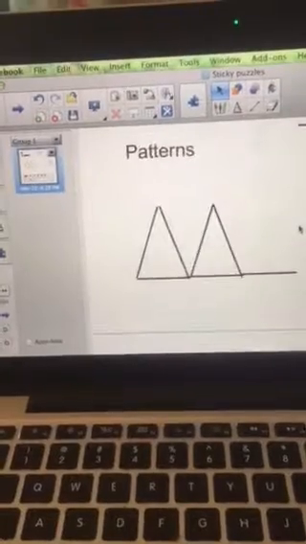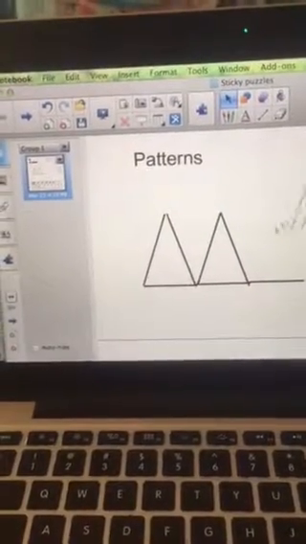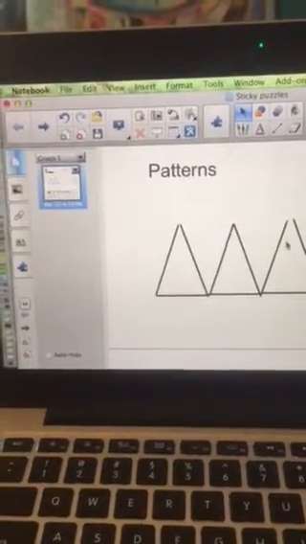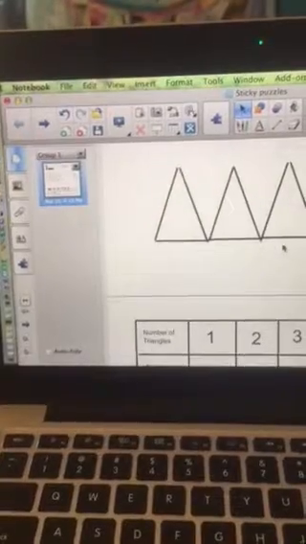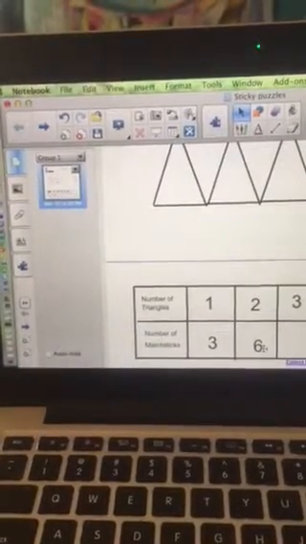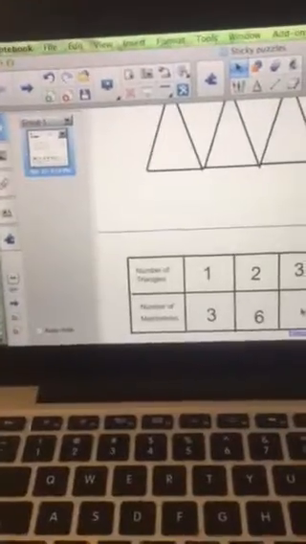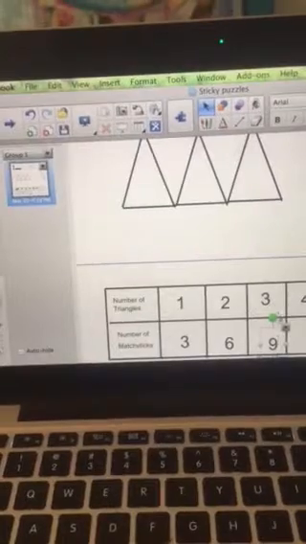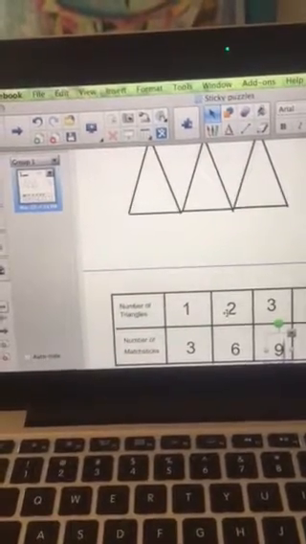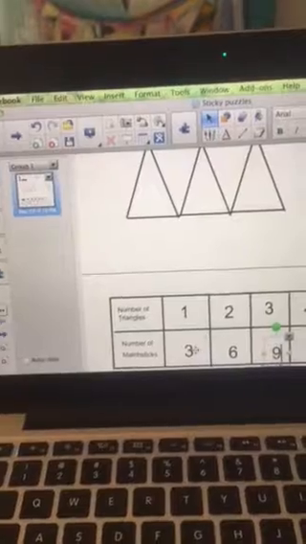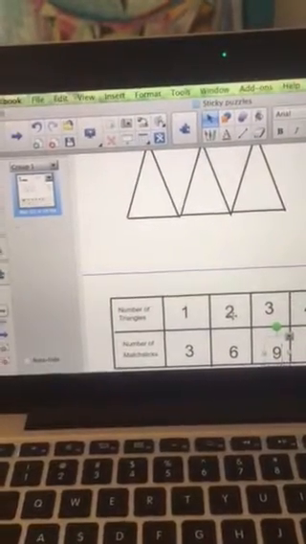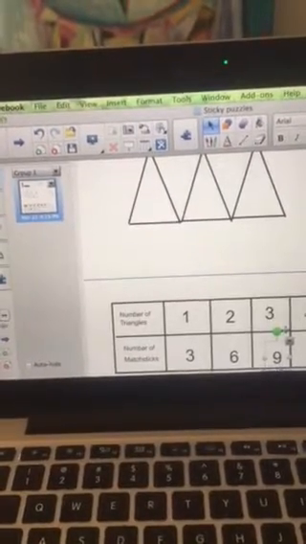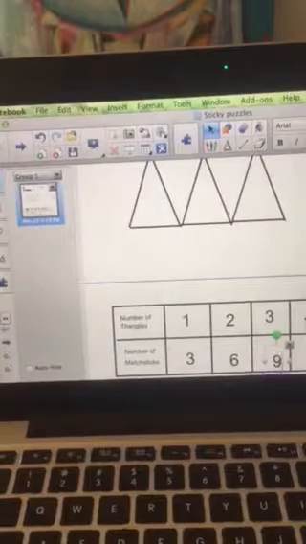So we know that we added another 3. So you could simply use addition. I had 6. I added 3. What would that be? 9. That's right. Or you may see that there is a pattern here. 1 times 3 is 3. 2 times 3 is 6. Or 3 times 3, 3 matches, is 9.